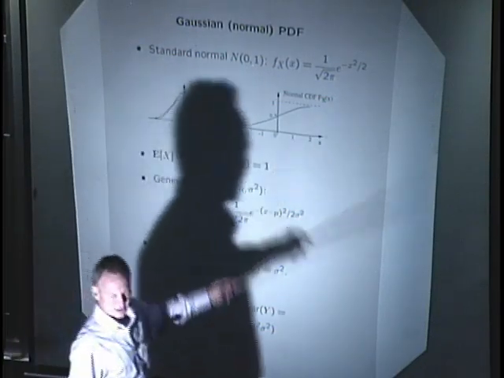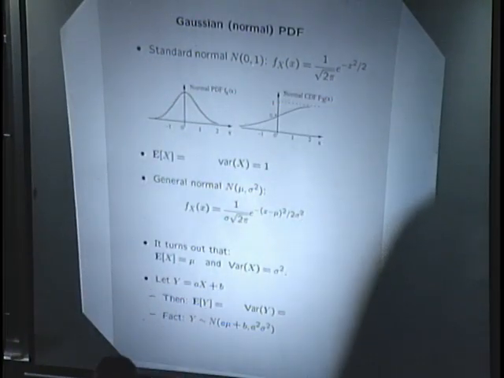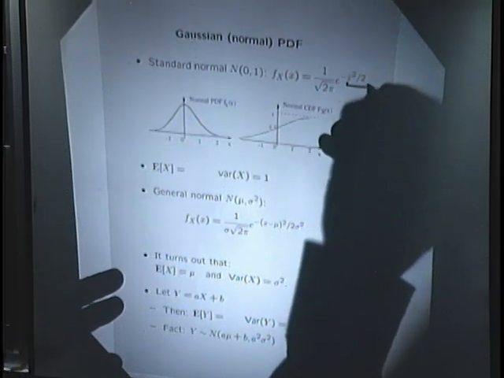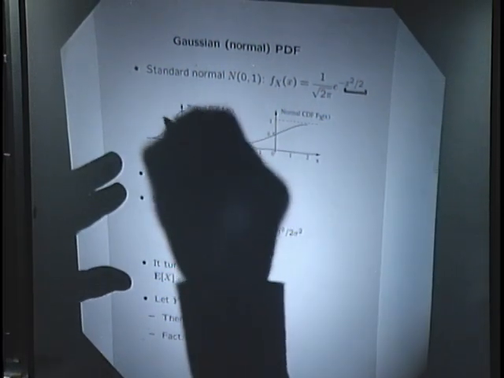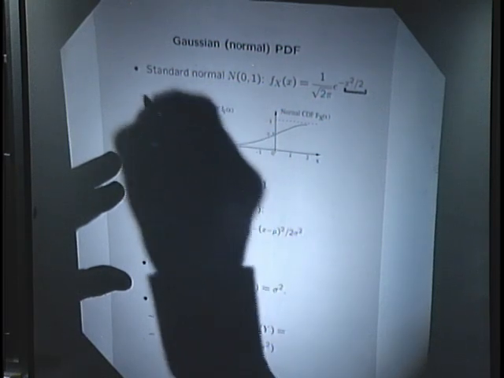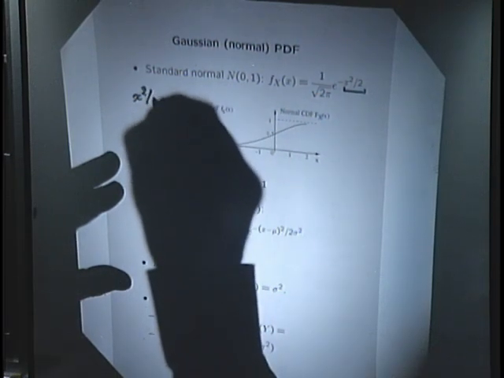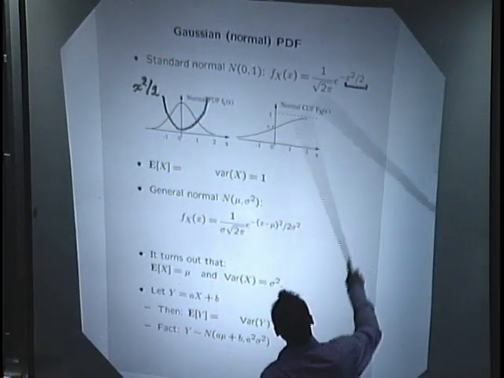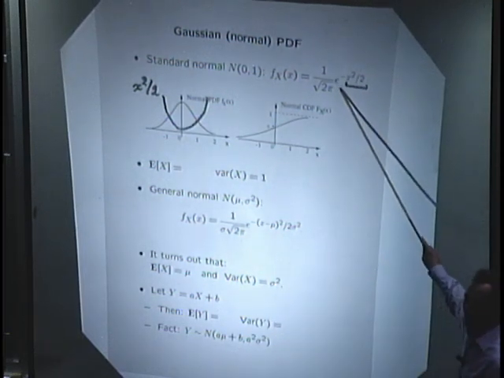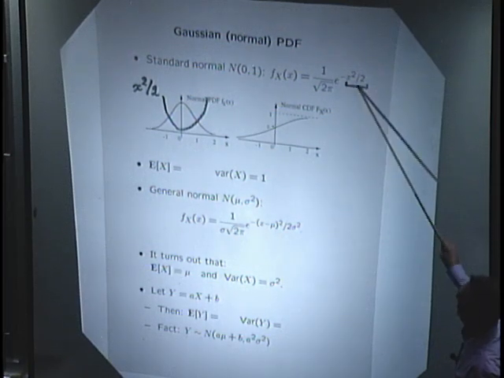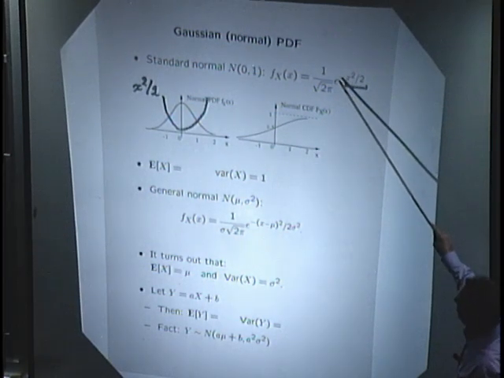Let's parse the formula for the density of the normal. What we start with is the function x squared over 2. And if you plot x squared over 2, it's a parabola, and it has this shape. Then what do we do? We take the negative exponential of this. So when x squared over 2 is 0, the negative exponential is 1.